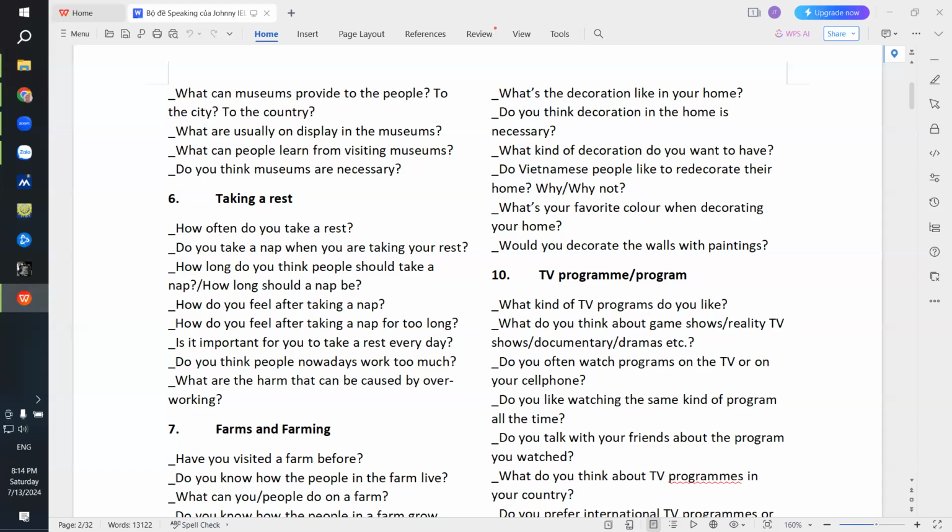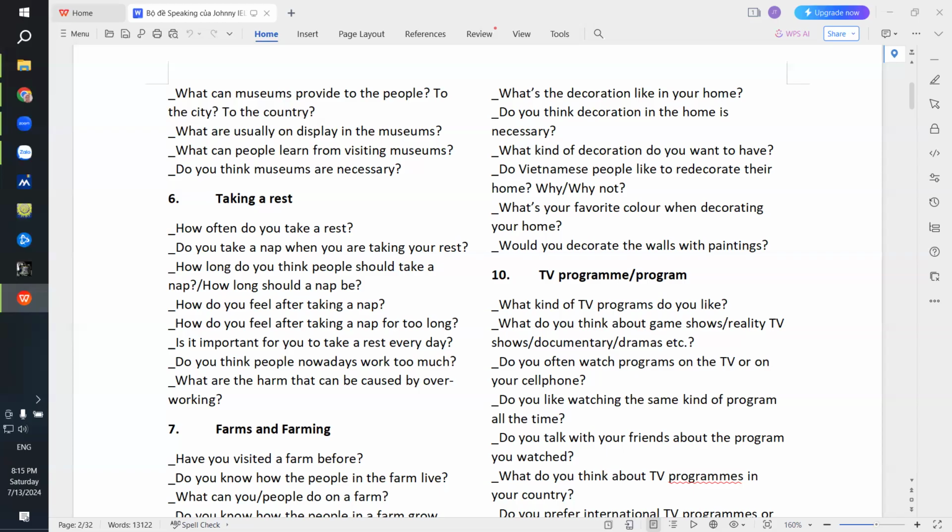So what do you think, Joe? Do Vietnamese people like to redecorate their home? Why not? You know, sometimes you have to do that when your home becomes dirty, or you just want to have a better feng shui for your home. We talk about feng shui sometimes in English too, to have a better feng shui. Sometimes people redecorate their home for that, and they put more plants and flowers or something like that. And sometimes they even repaint their walls.